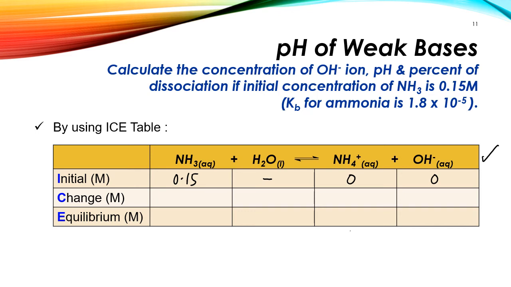But when the reaction occurs, there are changes in the concentration of the reactant and the products. The reactant will decrease in concentration, so we use the negative sign to indicate the decrease. How much does it decrease? Since ammonia is a weak base, it only partially dissociates, so the amount that dissociates is unknown. Therefore, we can assume the quantity that dissociates is X.